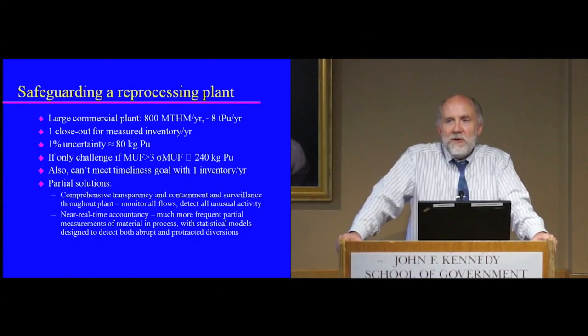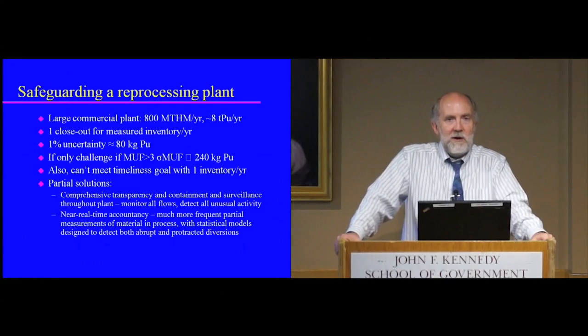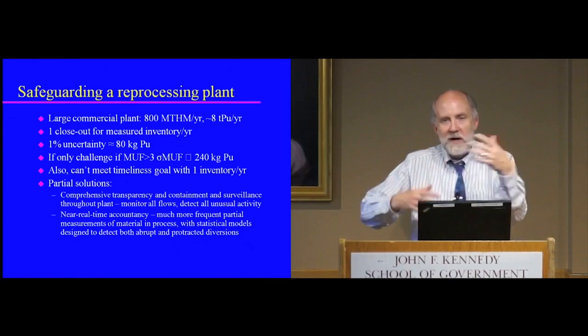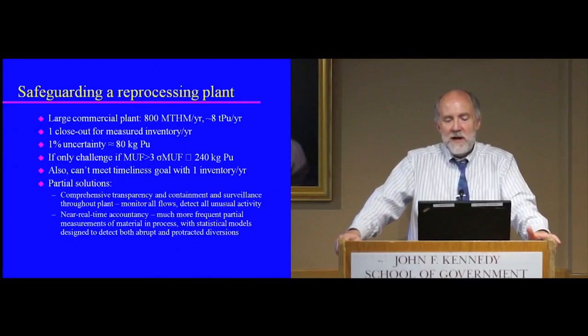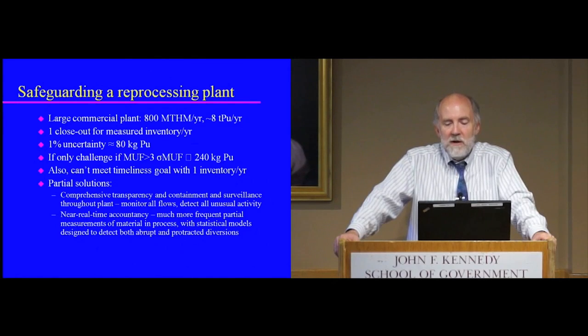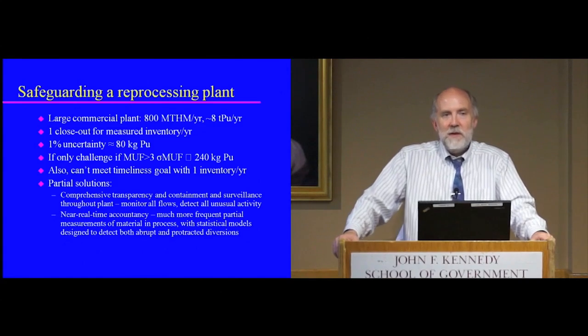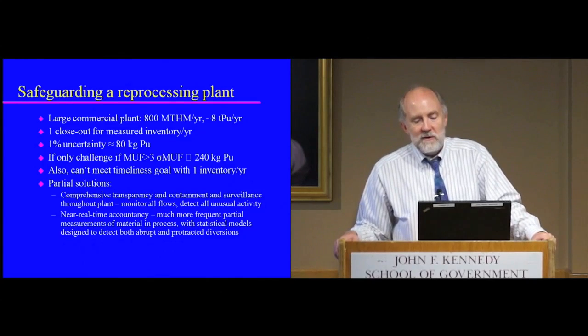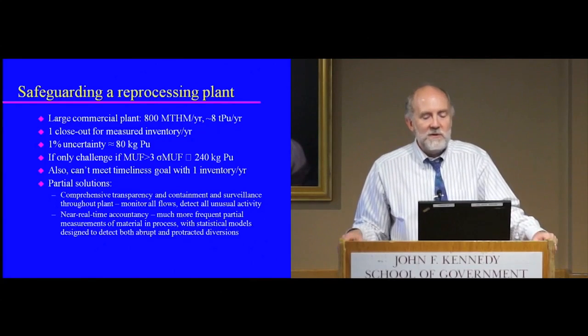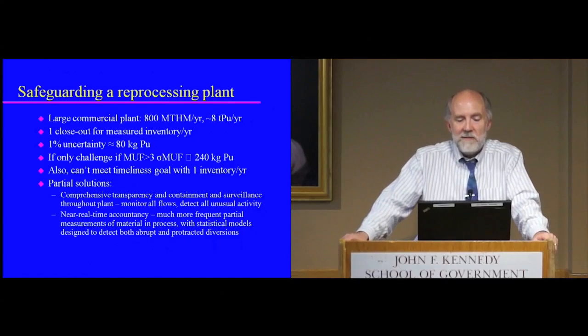So the most difficult kinds of places to safeguard are the ones that are handling huge amounts of material in bulk processing processes. One canonical example is a large reprocessing plant. A big plant like the one the Japanese have built at Rokkasho processes something like 800 metric tons heavy metal, or MTHM, every year of spent nuclear fuel. And since the spent nuclear fuel is about 1% by weight plutonium, that's about 8 tons of plutonium.